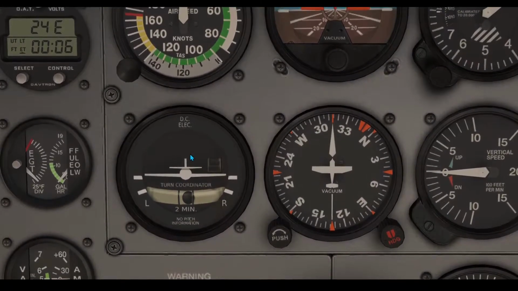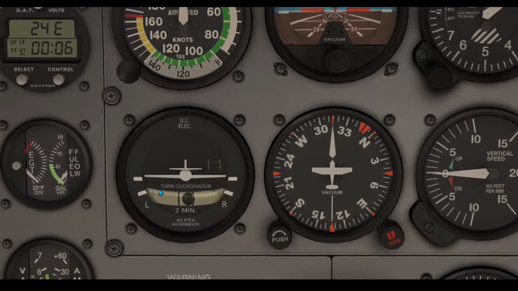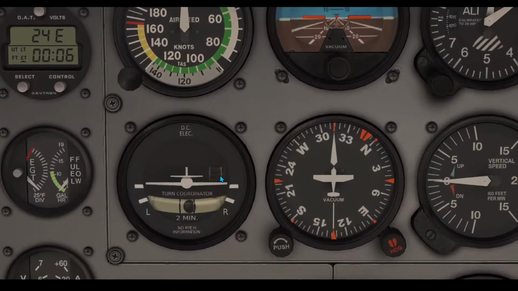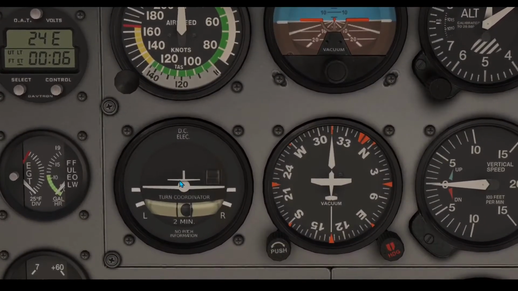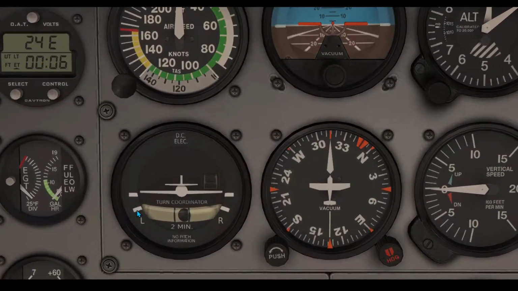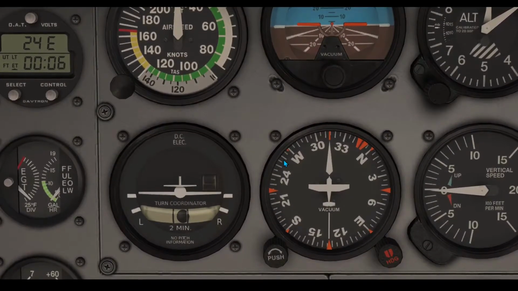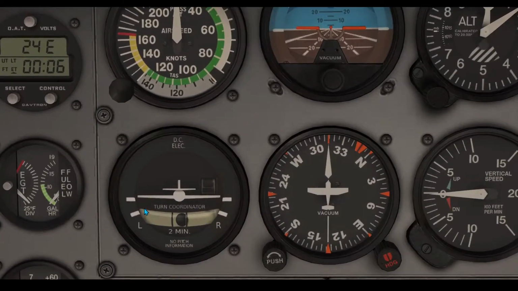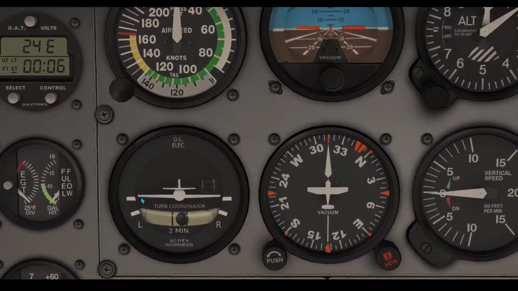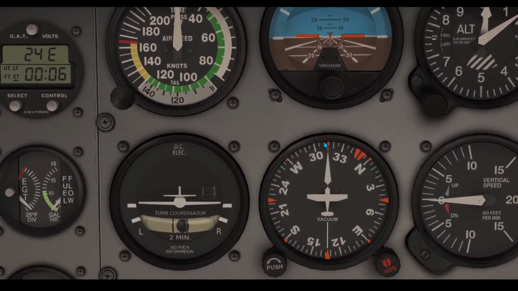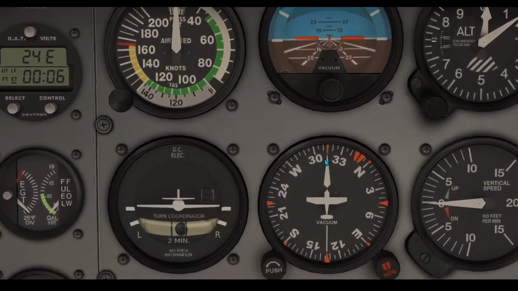So the first one, on the shape of the aircraft, is telling us not if our wings are banking left or right, as logic would dictate, but it's telling us whether our heading is changing in time. So if the aircraft is leaning to the left and the wing goes to the first mark, it means that our heading is changing by 3 degrees a second.